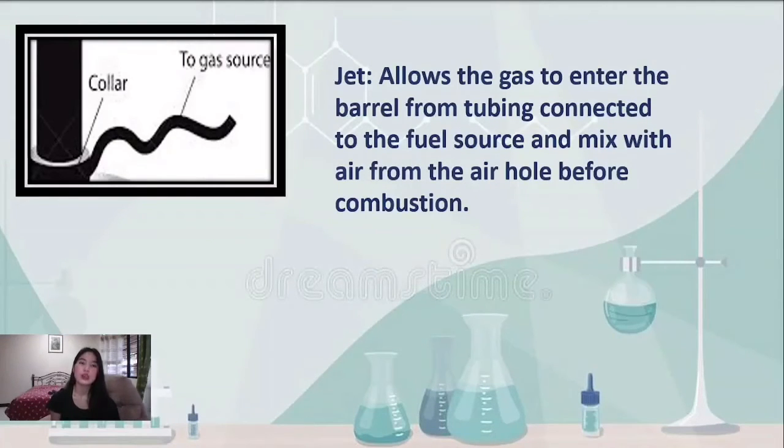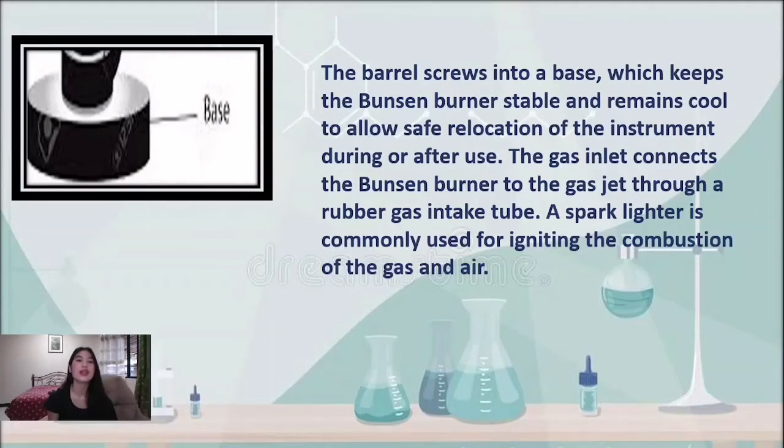The gas source or jet allows the gas to enter the barrel from tubing connected to the gas source and mix with air from the air hole before combustion. And the last one is the base. The barrel screws into a base which keeps the Bunsen burner stable and remains cool to allow safe relocation of the instrument during or after use. The gas inlet connects the Bunsen burner to the gas jet through a rubber gas intake tube. A spark lighter is commonly used for igniting the combustion of the gas and air.